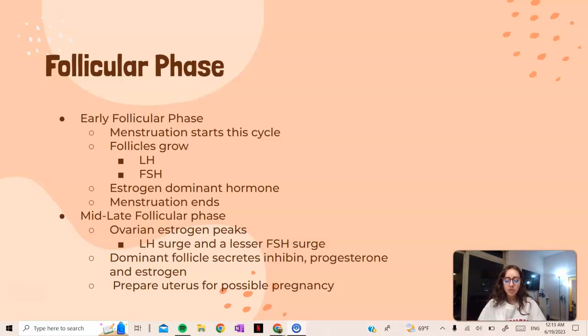Then the mid to late follicular phase. As the follicular phase starts to end, ovarian estrogen secretion peaks.